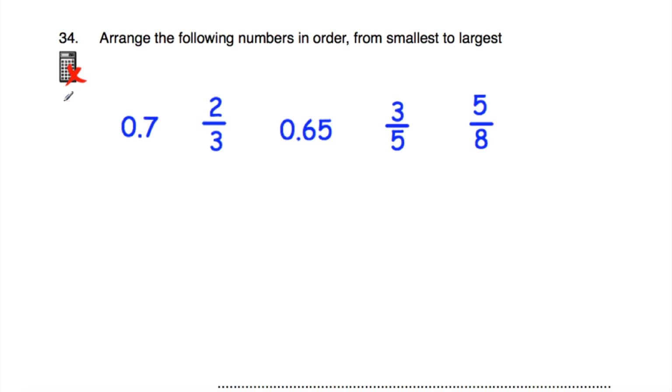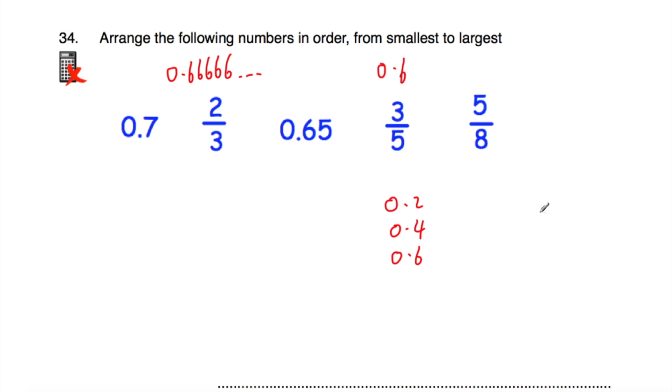This is a non-calculator question, so I've put down the calculator, and the question says to arrange these numbers in order from smallest to largest. So I'm going to change them all into decimal numbers because I just find them a bit easier to compare. So 2/3, that's 0.66666 and so on. You should know that off by heart. We've got 0.7, or 0.666 and so on, or 0.65. We've got 3/5. Well, 1/5 is equal to 0.2, 2/5 would be 0.4, and 3/5 would be 0.6. Or you could do 3 divided by 5, but again, you should just know that 3/5 is 0.6.